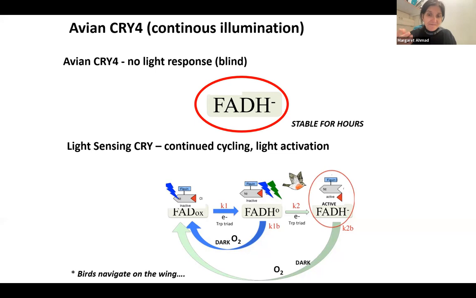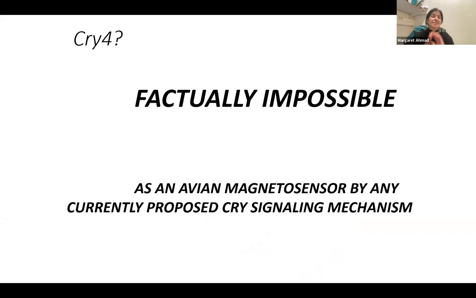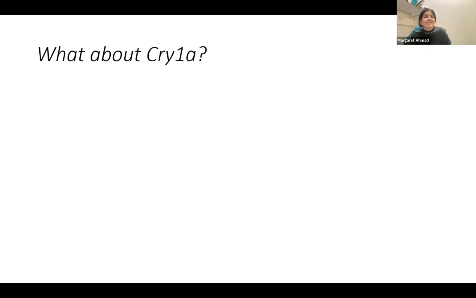Next. So I say it rather forcefully because we keep seeing papers coming out about this and people keep accepting this. And I'm very frustrated that nobody ever looks at the data because it is impossible. So now you've seen it and now I've given you the references. So next slide. So what is left is now, what about Cry1A? What is the evidence, or is there any evidence that this could be involved in magnetosensing?